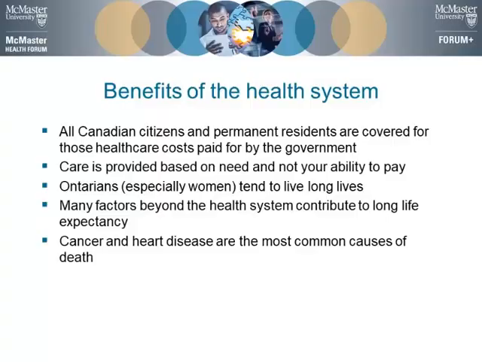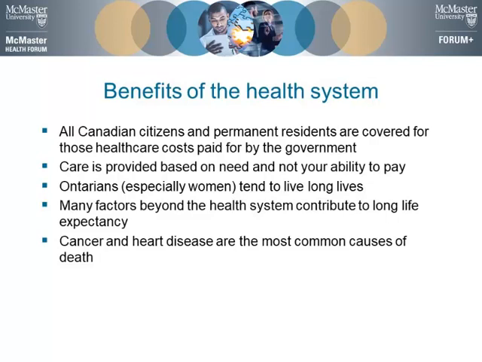The provincial government spends about 43 cents on the health system out of every dollar, with the three largest public expenditures being hospitals, prescription drugs, and physicians. The government pays a very high percentage of the care provided in hospitals, about 99%, and a high percentage of the care provided by physicians, about 85%, whereas it pays for a smaller percentage, sometimes a much smaller percentage, for care provided in other settings or by other health professionals. All Canadian citizens and permanent residents are covered for those healthcare costs paid for by the government. Care is provided based on need and not your ability to pay.